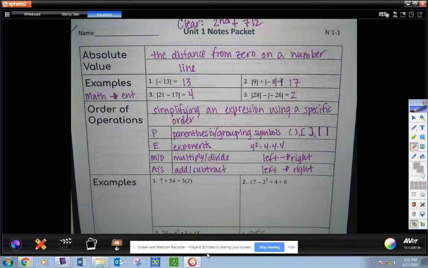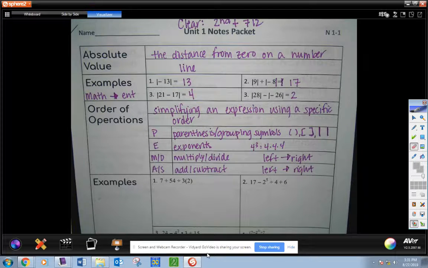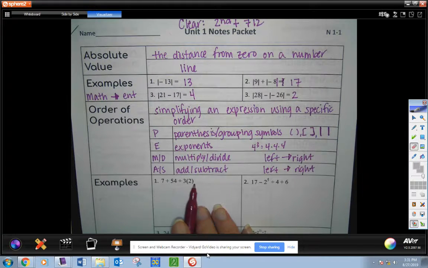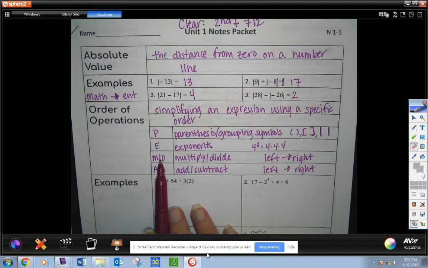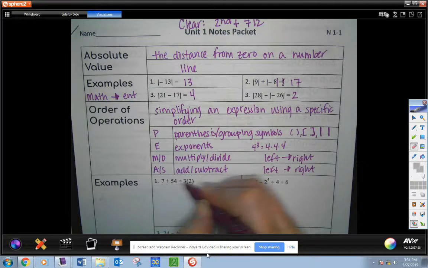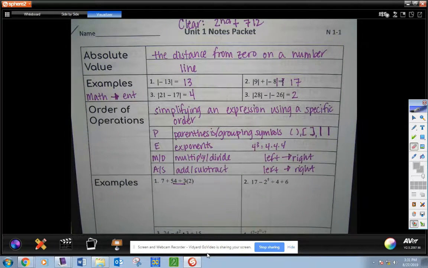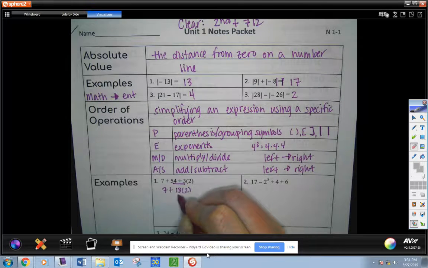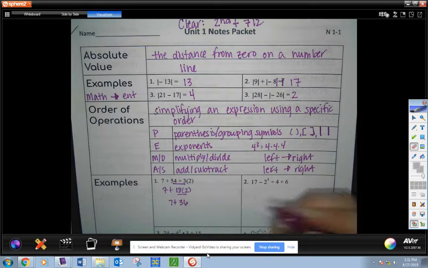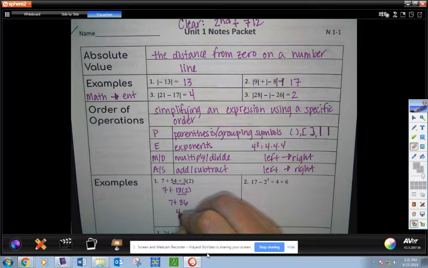For those that were in class, I made them do 2 examples by hand, and then they could do the rest by calculator. So I'm going to do the same thing with you. In this problem, I'm going to look for parentheses. It does have parentheses, but nothing is happening in here. So I move to exponents, which I don't have. So I go to multiply and divide. Reading left to right, this division comes first. So 54 divided by 3 is 18. So I bring down 7 plus 18 times 2. Now I must multiply, so I get 7 plus 36. And when I add 7 and 36, I get 43.